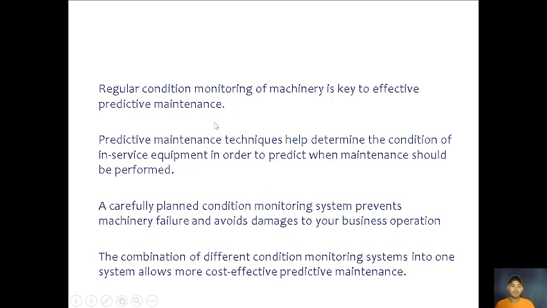Okay, so indicator diagrams. Regular condition monitoring of machinery is key to effective predictive maintenance. Predictive maintenance techniques help determine the condition of in-service equipment in order to predict when maintenance should be performed. A carefully planned condition monitoring system prevents machinery failure and avoids damage to your business operations. The combination of different condition monitoring systems into one system allows more cost-effective predictive maintenance.